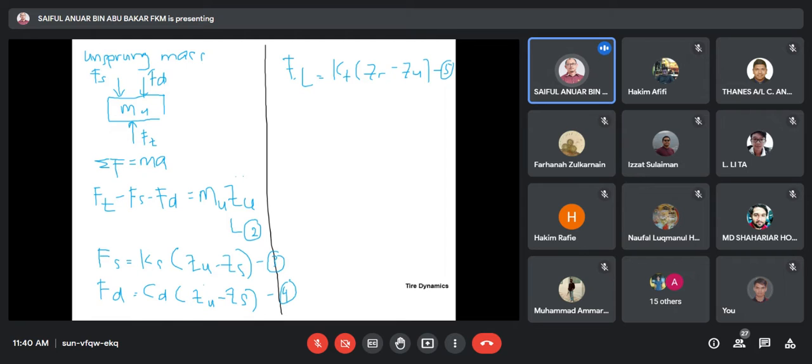Now from these equations, we're going to create the Simulink model. We use the parameters: MS is 250 kilograms, MU equal to 50 kilograms, and KS equal to 17,900 Newton per meter.